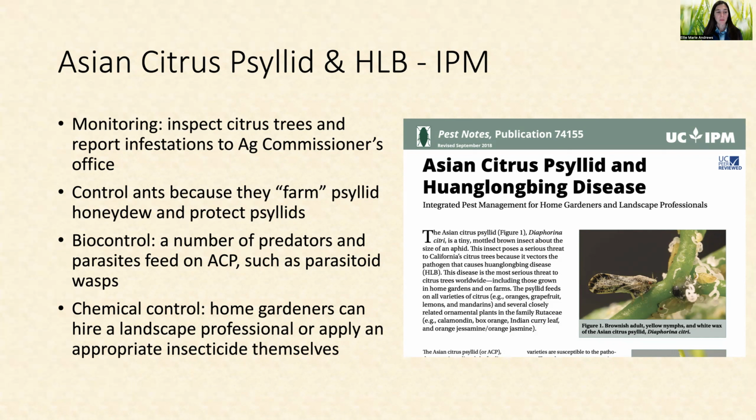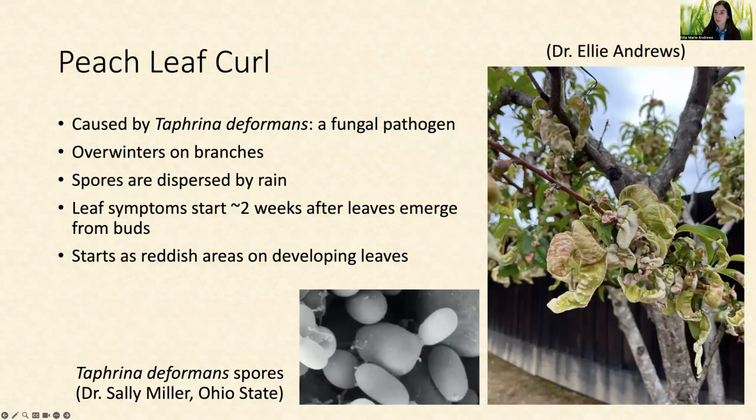And there are a number of biocontrol predators out there, parasites and predators that feed on Asian citrus psyllid, such as parasitoid wasps. And there are chemical control options. So home gardeners can hire a landscape professional or apply an appropriate insecticide themselves. Again, lots more info on this out there. Okay, so now moving into common examples that we do see a lot in our region. Peach leaf curl is a big one.